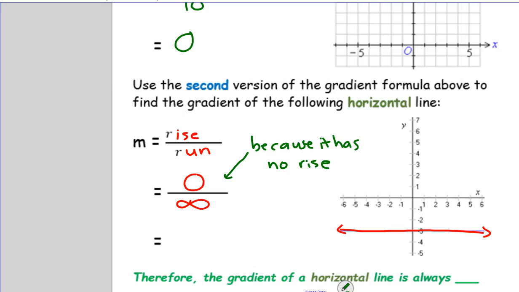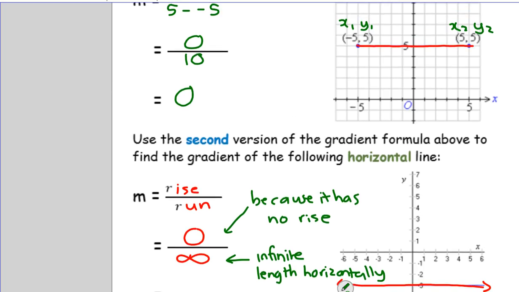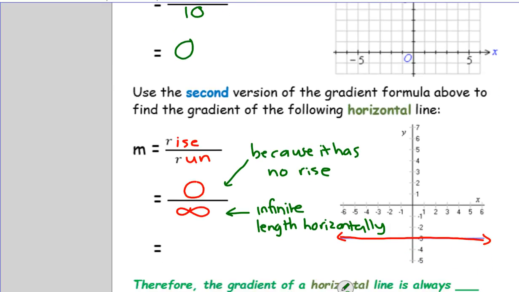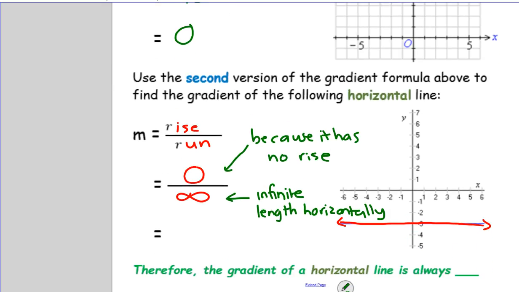Because it's infinite length horizontally. That's why, because we don't have coordinates. The top one, the one above, had a specific beginning and end, so that's not infinite. That's got a run of 10. Whereas this one doesn't define where it begins and ends. There's no dots to say it ends. So 0 divided by infinity, of course, that's just 0 still. So therefore, from this, the gradient of a horizontal line is always equal to 0. That's what we found. So gradients of horizontal lines tend to always be equal to 0.